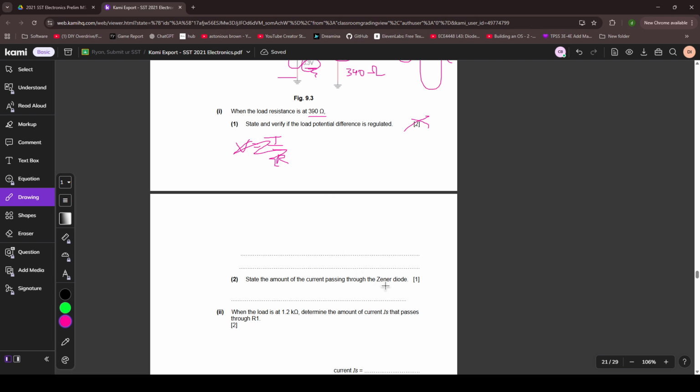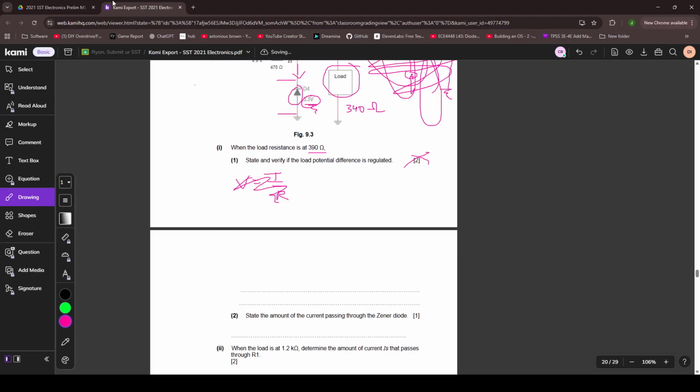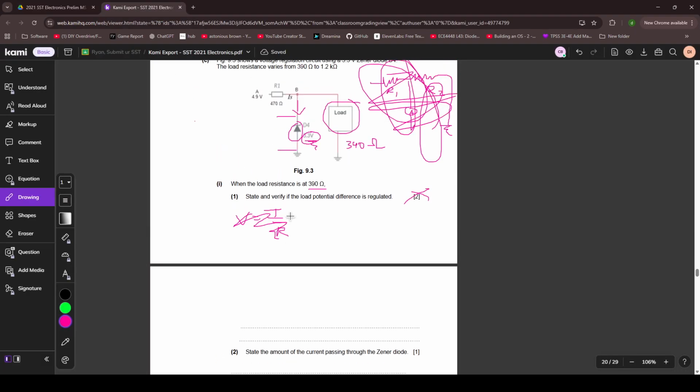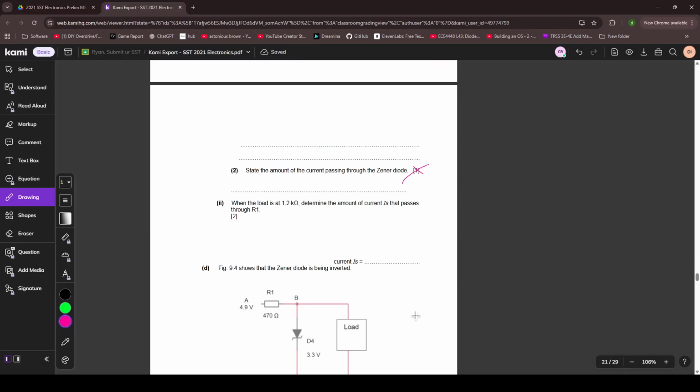State the amount of current passing through the Zener diode. So we know the voltage and the resistance are. Oh, there's no current passing through the Zener diode. I have no idea why that is true. I'm just going to skip it for now. I will be skipping it and not returning to it. I'll just be honest, I have no idea.